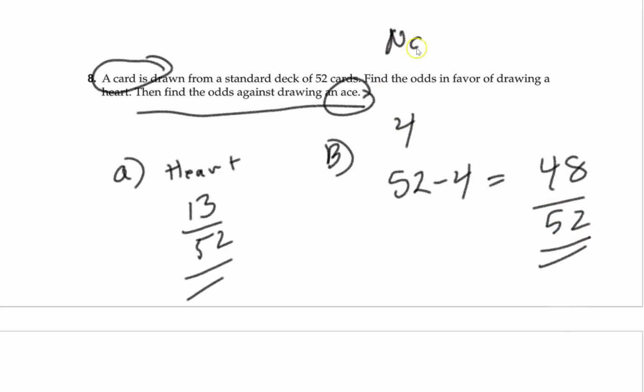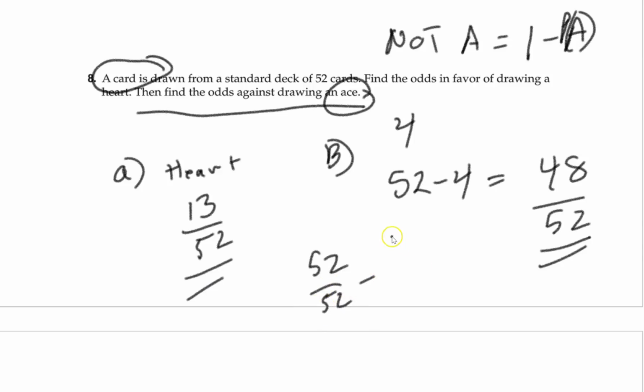If I want not an ace, or just not a value in general, I just do 1 minus getting an ace. We'll talk about that more later. But that's how you do not something. I want not an ace, you do 1 minus that. So I have 52 as my total. I could have done 52 minus the odds of getting an ace, which would be 4 out of 52. Anyway, that's it.